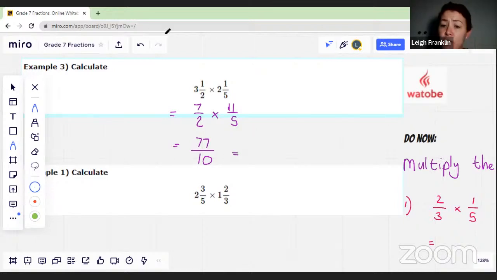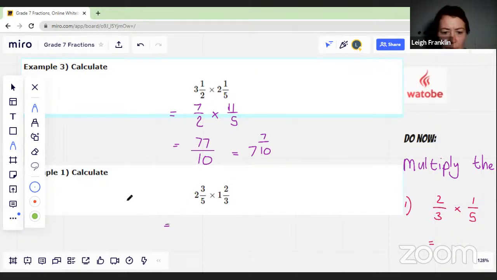Okay, and then again, if I wanted to make that into a mixed number, how many times does 10 go into 77? It goes in 7 times, 7 left over, and over 10 like that. Indeed. Good job. Okay. Pumzile, the next one.